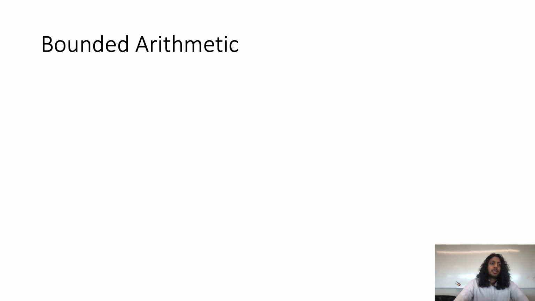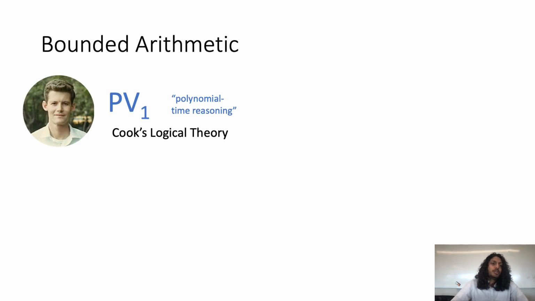Okay, so bounded arithmetic is an area of logic which tries to understand the length of proofs in fragments of Peano arithmetic. So basically what it does is it says, if I give you some list of axioms, what's the length of the shortest proof for various statements? One of the central objects in bounded arithmetic is called PV1. In some sense, it corresponds to polynomial time reasoning. It was created by Steve Cook, so it's often called Cook's theory.